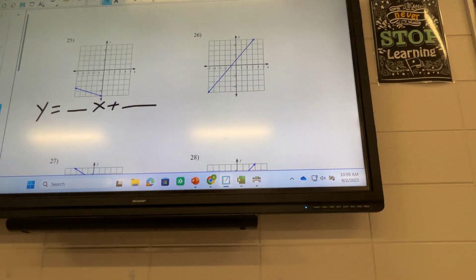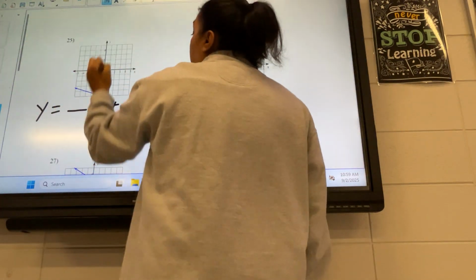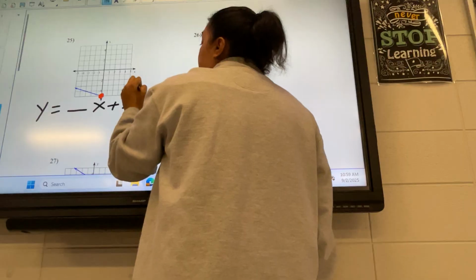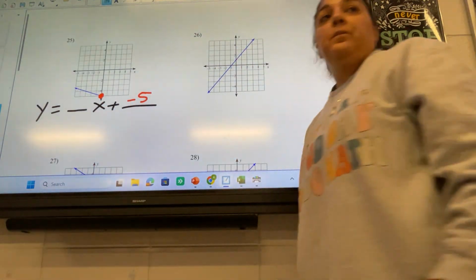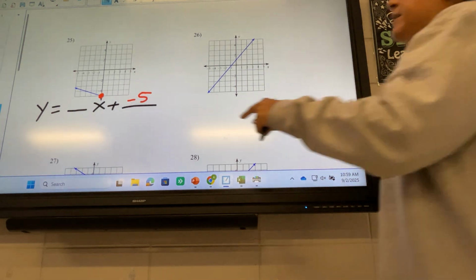Where does it cross the Y line at? Find your Y line and figure out where it is crossing. Yeah, it's crossing right here. Negative, and so that's going to be -5. Okay, and then we look at our graph. Is that a positive graph or a negative graph? It is a negative graph, so we're going to put a minus sign.